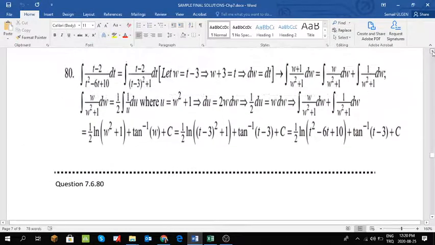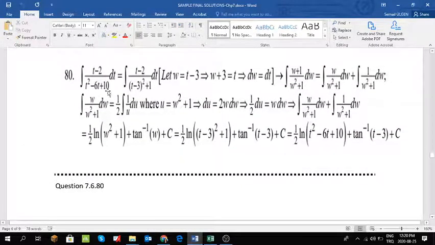Okay, here's the similar question: t minus 2 over t squared minus 6t plus 10. First thing, we complete the denominator to a square, t minus 3 to the second power plus 1. And then we are going to let w equal t minus 2. And then w plus 3 is going to be t. Then dw is equal to dt. Alright? Then we write everything in terms of w. Instead of t, I'm going to write w plus 3 minus 2, which is w plus 1 on top. And here, w squared plus 1. And everything is in w.